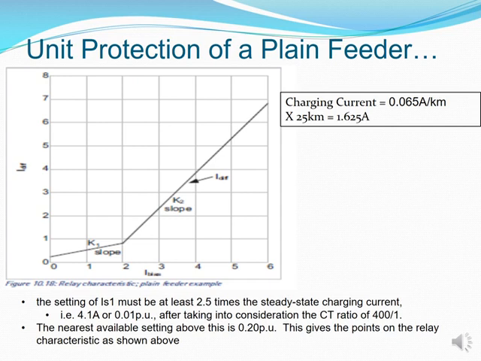Because your nearest available setting on your IS2 is 0.2 per unit, this will then give you the points of the relay characteristic that you need to put in.